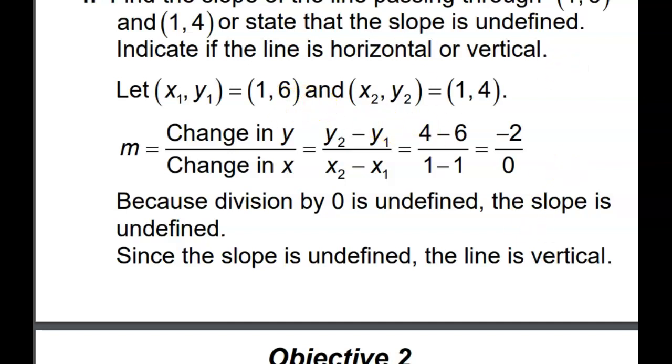If I were to graph these 2 points, one would be at (1, 6) and one would be at (1, 4). And they would be right above and below each other. And what would happen is this would be my line here. And draw that both directions. I get a vertical line. A vertical line has undefined slope.